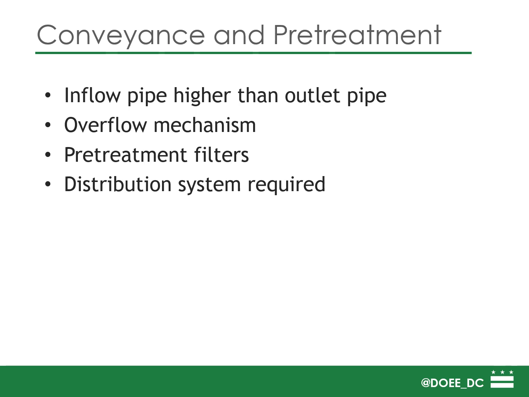So conveyance and pre-treatment for the rainwater harvesting systems have to include an inflow pipe that's higher than an outlet pipe, an overflow mechanism, pre-treatment filters, and a distribution system. So you must be able to show how runoff is going to get into the storage tank, how it's going to get out of the storage tank, where it's going to be used, how it's going to get to its location of use, and pre-treatment from whatever might be on that rooftop to make sure that it doesn't get into the tank and clog it.